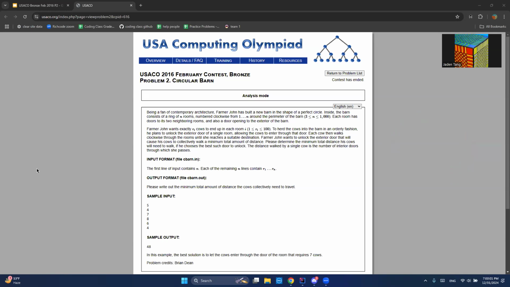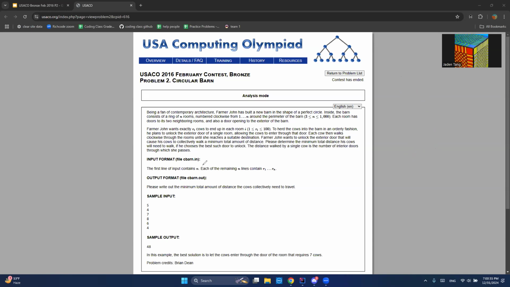Farmer John wants to unlock the exterior door that will cause his cows to collectively walk a minimum total amount of distance. Please determine the minimum total distance his cows will need to walk if he chooses the best door to unlock. The distance walked by a single cow is the number of interior doors she passes. So if you went from one to four, the distance would be three, as there's one, two, three doors.